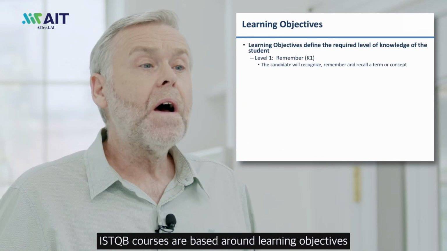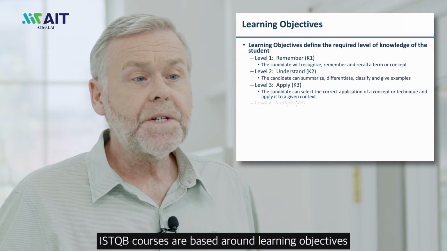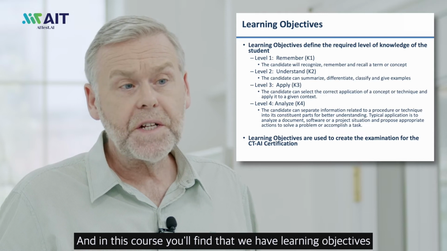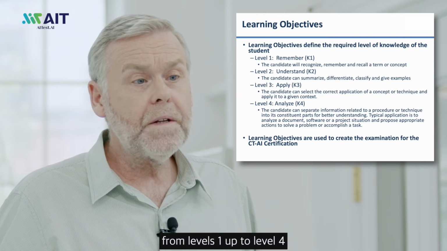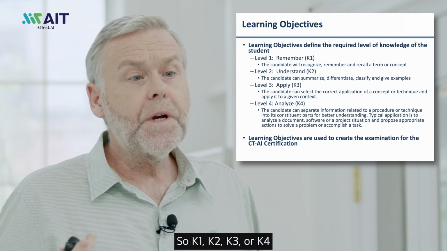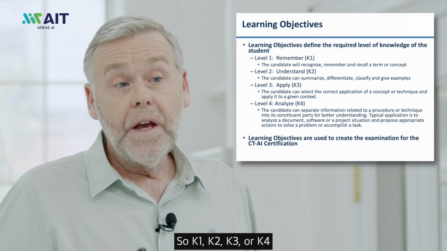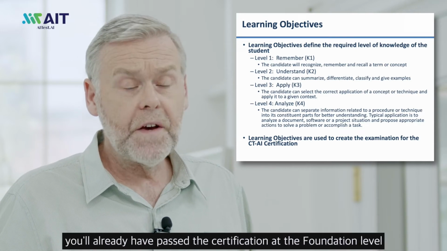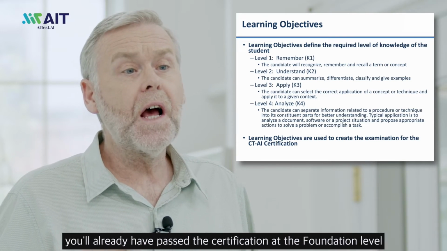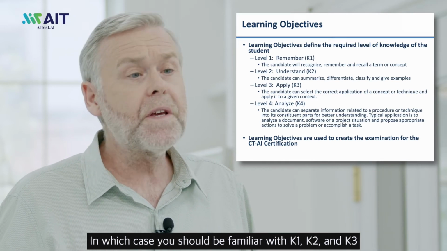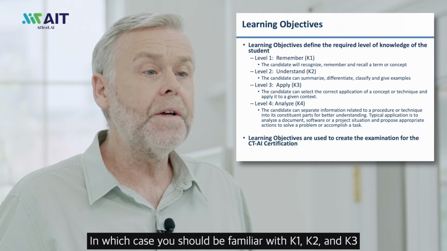ISTQB courses are based around learning objectives. And in this course, you'll find that we have learning objectives from levels 1 up to level 4. So K1, K2, K3 or K4. If you're taking this course to pass the exam, you'll already have passed the certification at the foundation level, in which case you should be familiar with K1, K2 and K3.